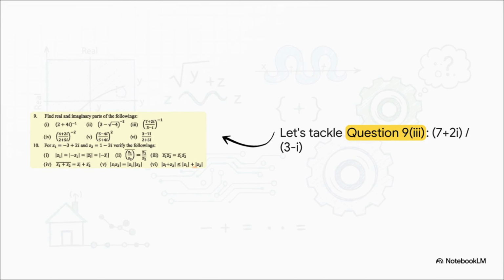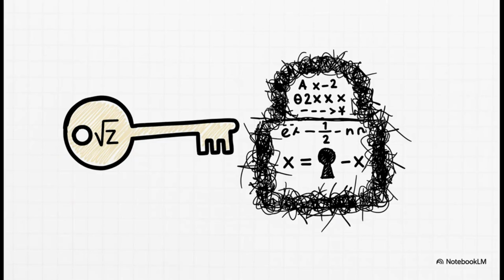Okay, let's take question 9, part 3, head on. We have to figure out (7 plus 2i) divided by (3 minus i). We need to get this into that clean x plus iy format. And guess who's coming to the rescue? Our secret weapon, the conjugate. The entire trick to solving division with complex numbers is to use the conjugate of the bottom number. This is why it's so powerful.